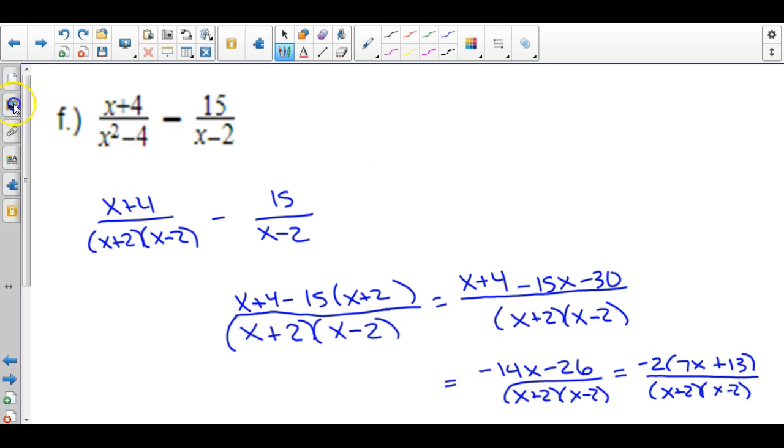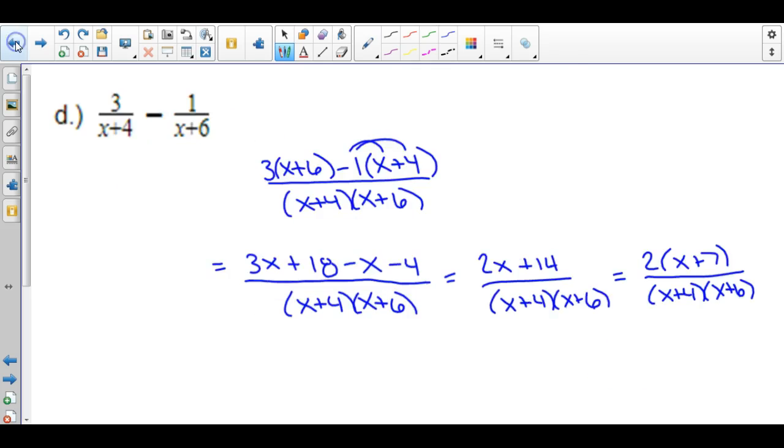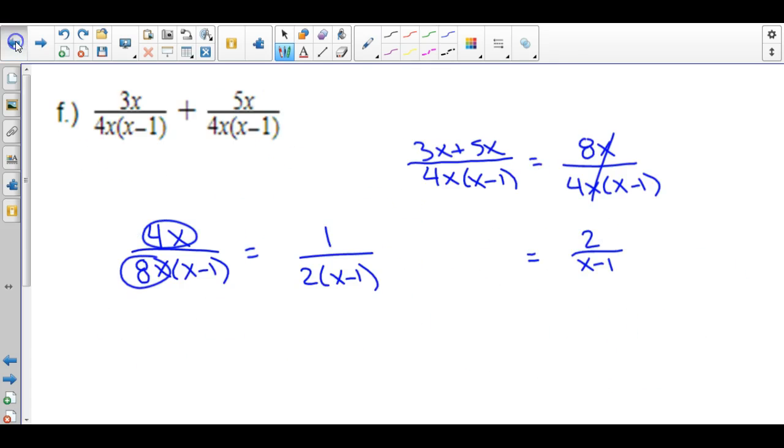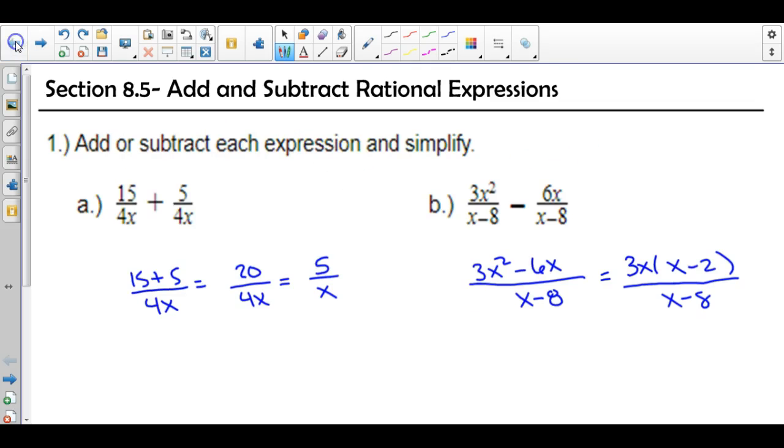All right, so that is all of it. Again, I think the second batch of problems is a little bit more work than the first ones that we did because we had to make that common denominator first. But that is it.